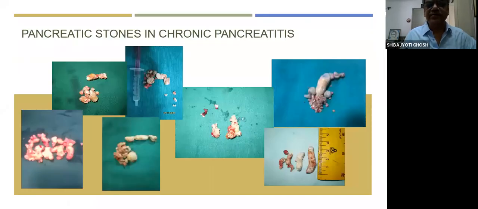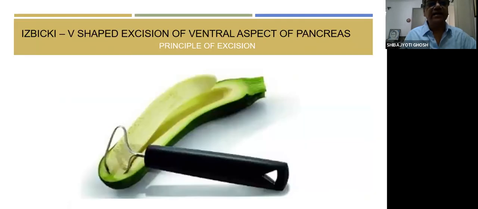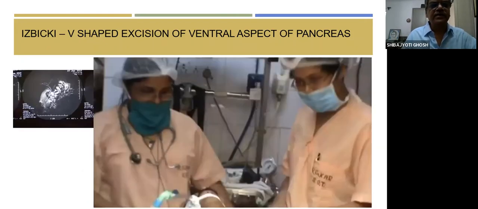These are some pictures of stones of chronic pancreatitis. And this is Izbicki's operation, again a very good example of how this procedure is done. So you excise a Y-shaped piece of tissue from the anterior surface of the pancreas, and then the anastomosis is done with the jejunum. This was actually a video I had.